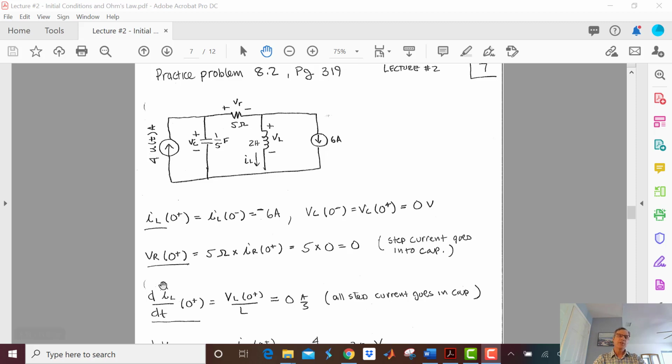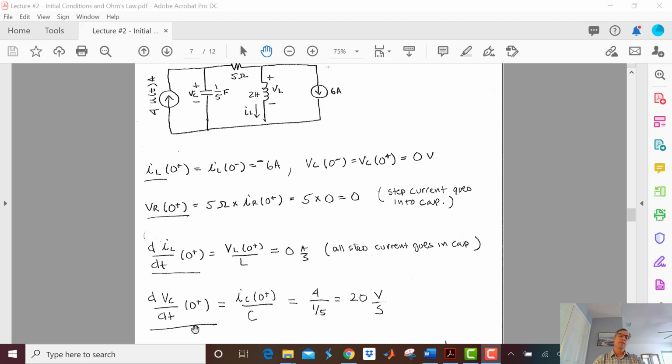Okay, so for dIL dt, we are going to say that is equal to the inductor voltage divided by the inductance. And this inductor voltage at t equals 0 plus is going to be 0 because the voltage doesn't change at time equals 0, because remember, there's no current going through this path right here. So dIL dt is equal to 0.